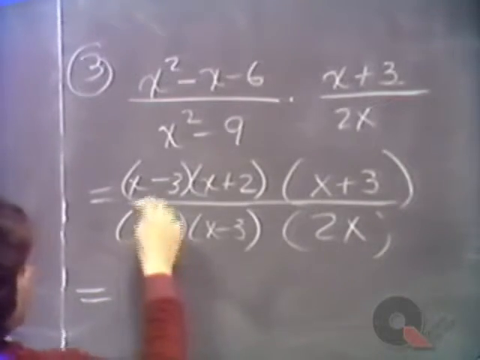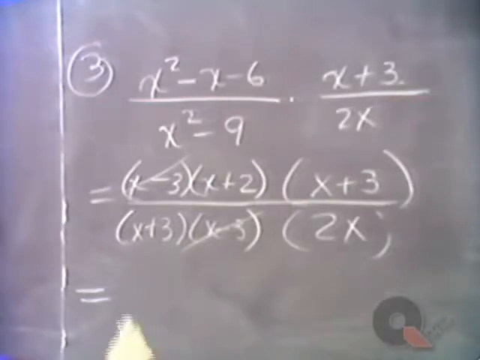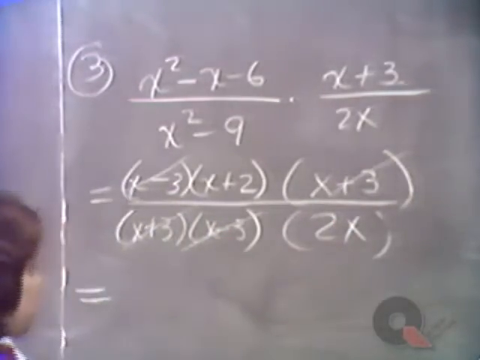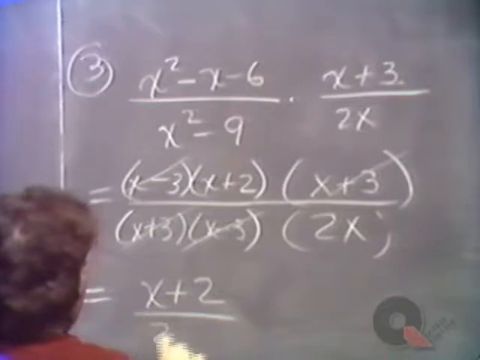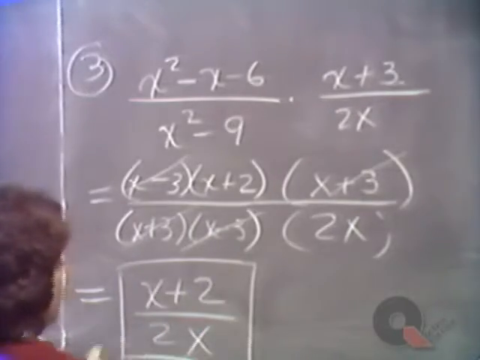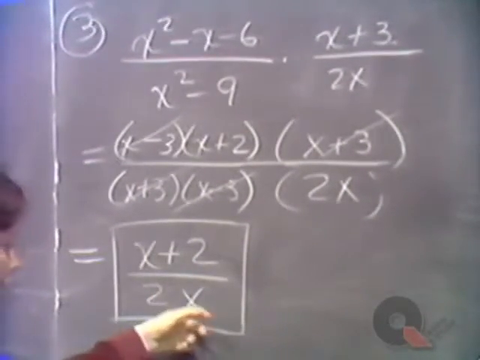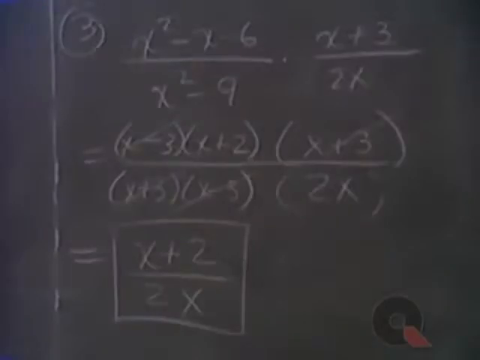X minus 3 is a factor in the numerator and in the denominator. That goes. And x plus 3 as well. We can divide numerator and denominator by x plus 3, leaving us with x plus 2 over 2x, which is, once again, as far as we can go. The x's are factors downstairs, but they're terms upstairs, and they can't be canceled out.